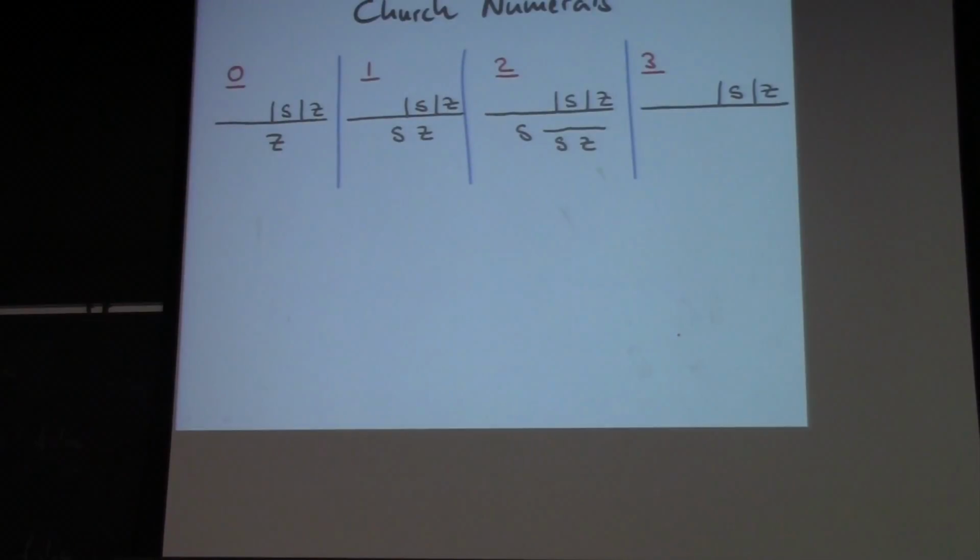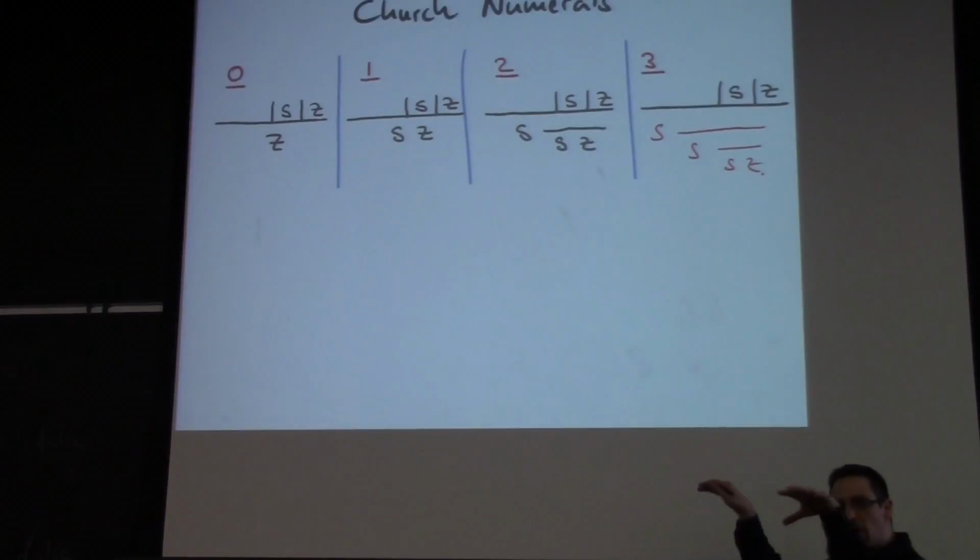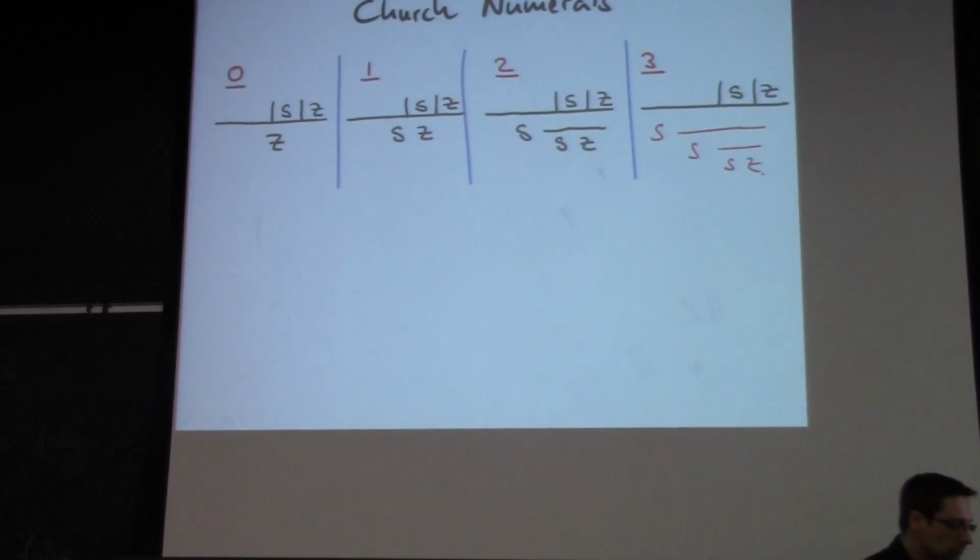Right, so you can now give me the representation of 3. Who has an idea of how the 3 will look like? Yes? Like this, right? Exactly. So you can see how this pattern continues. We just add another bar on top and let S eat what we had before.